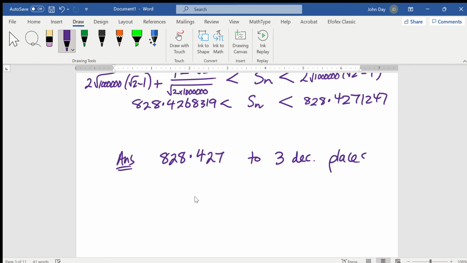Instead of typing in a million different sums, I just use that inequality that we found, and I only have to type a small amount of information into the calculator, and I can narrow down what the actual value is quite easily to 3 decimal places.